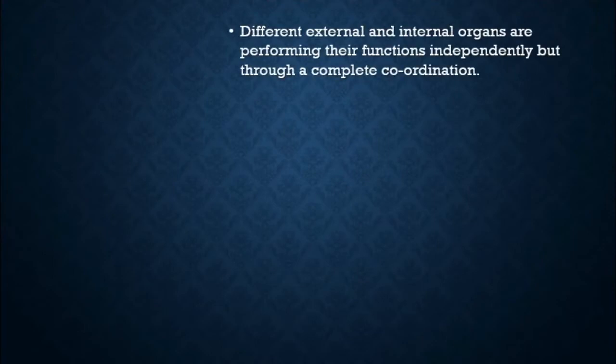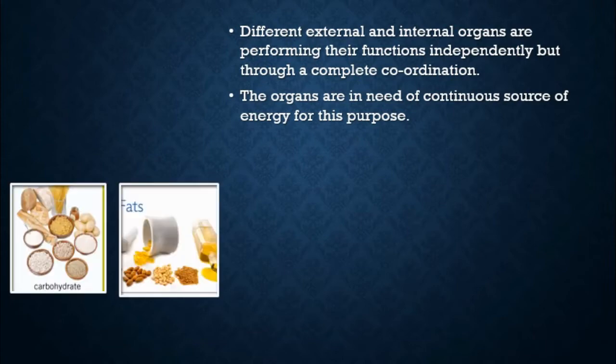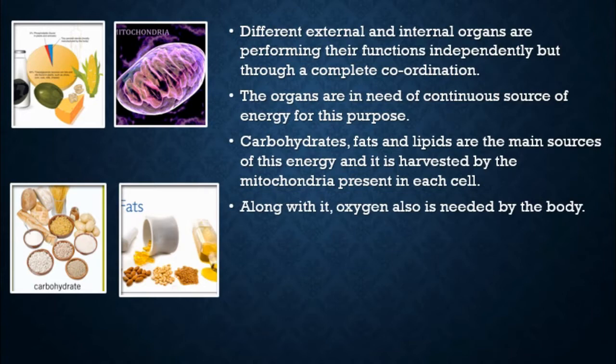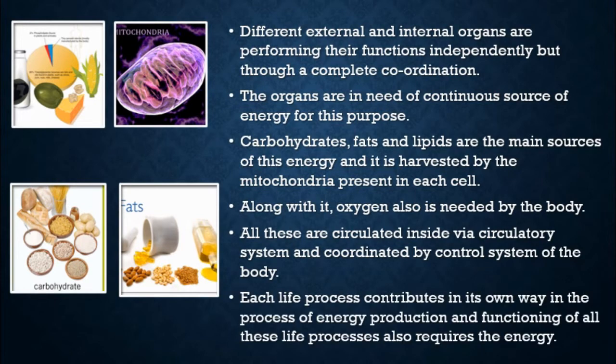Different external and internal organs are performing their functions independently but through complete coordination. The organs are in need of a continuous source of energy for this purpose. Carbohydrates, fats, lipids are the main sources of this energy and it is harvested by mitochondria present in the cell. Along with it, oxygen is also needed by the body. All these are circulated via the circulatory system and coordinated by the control system of the body. Each life process contributes in its own way in the process of energy production, and functioning of all these life processes also requires energy.